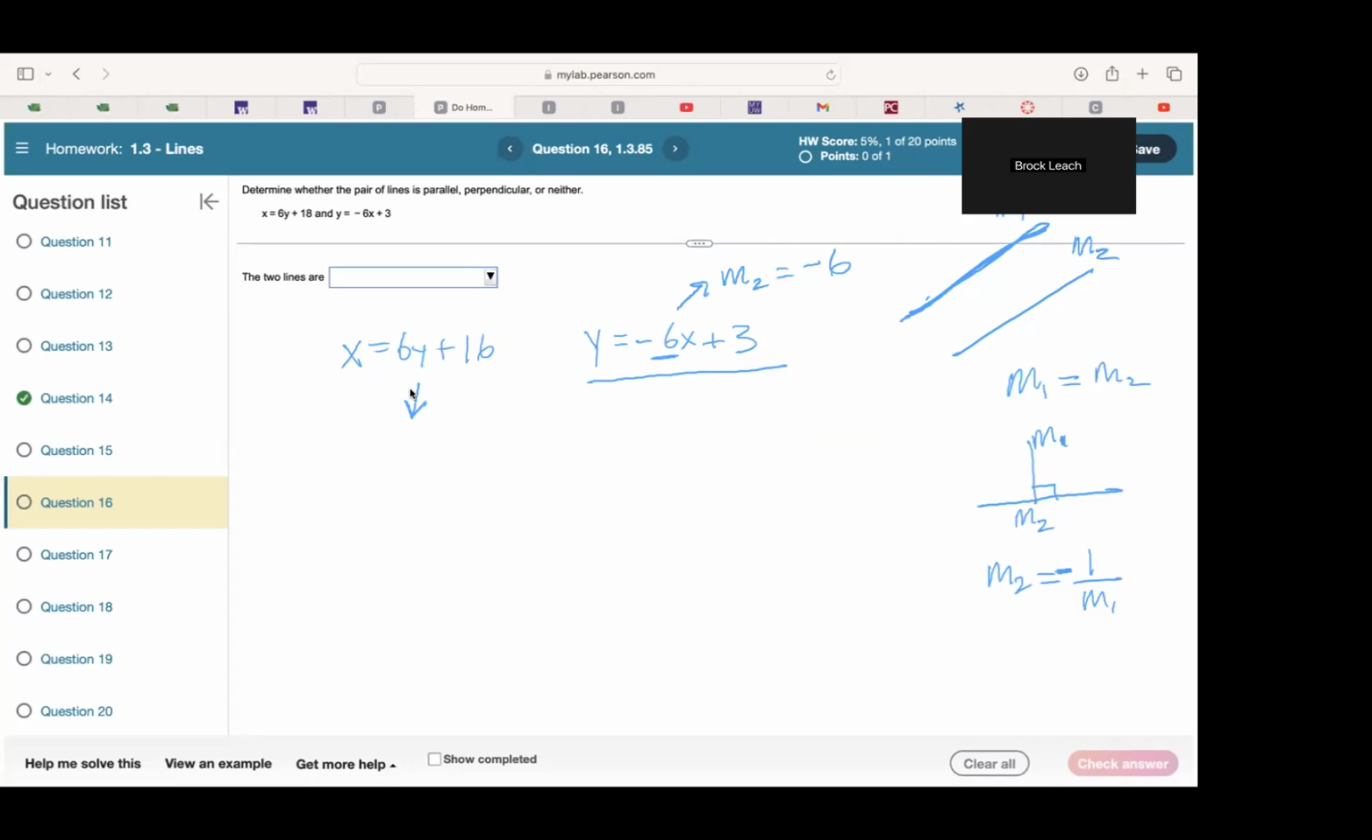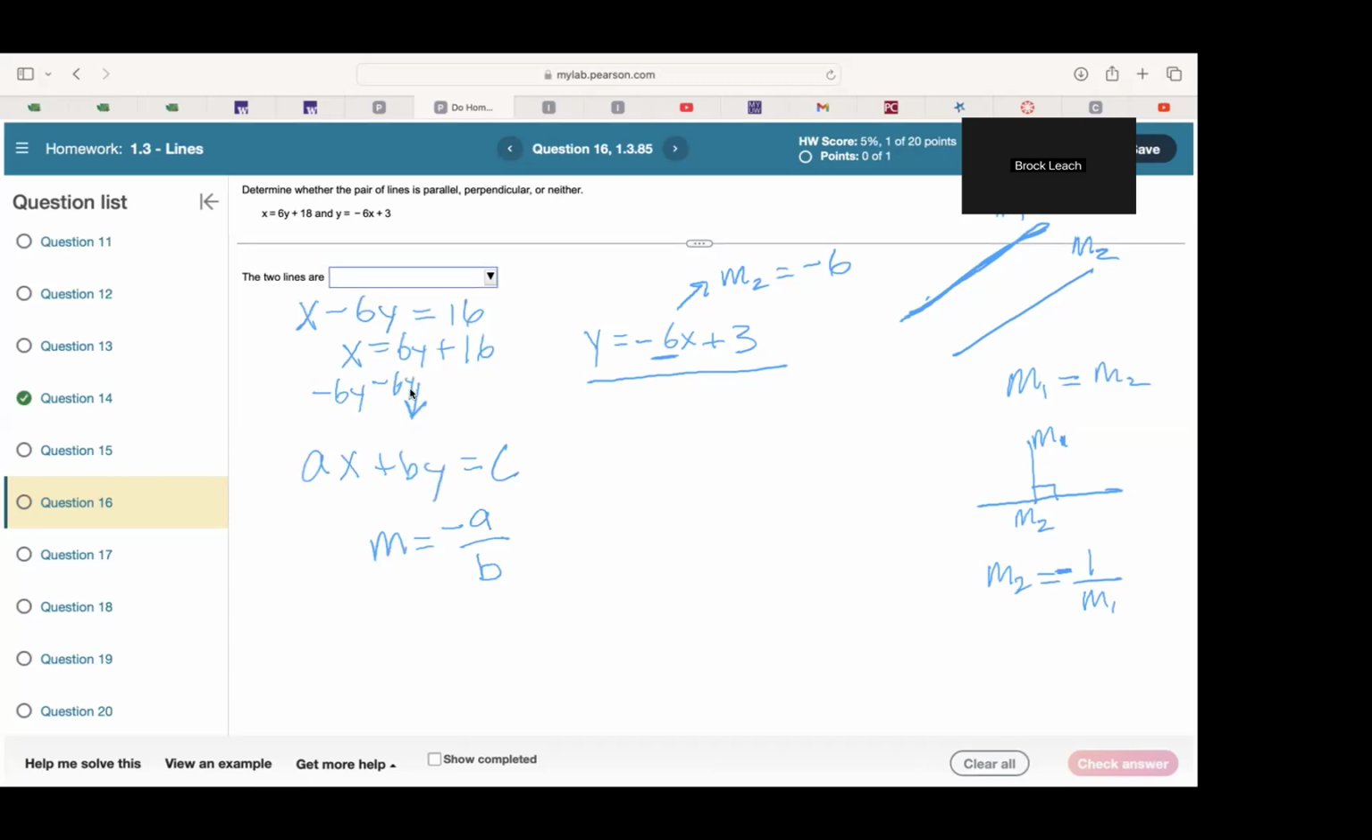I'm just pointing this out because it's a handy trick to have. If we have ax plus by, if it's in standard form, the slope is the opposite of a divided by b. So if I subtract 6y to the other side, I end up with x minus 6y equals 16. This is now in standard form.